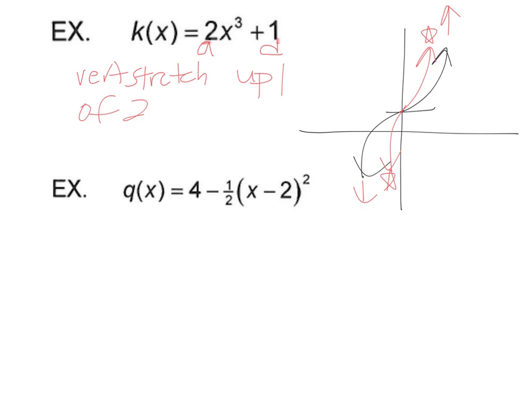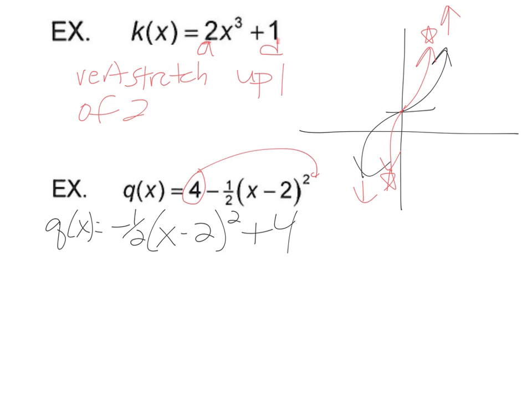Another one that needs to be rearranged, again, this 4 should go to the back. So q of x equals negative 1/2 times x minus 2 squared, and it's a positive 4. The minus is a vertical flip. 1/2 is a, b is 1, c is 2, d is 4. So we have a vertical flip. A is less than 1, so that is a vertical shrink of 1/2.